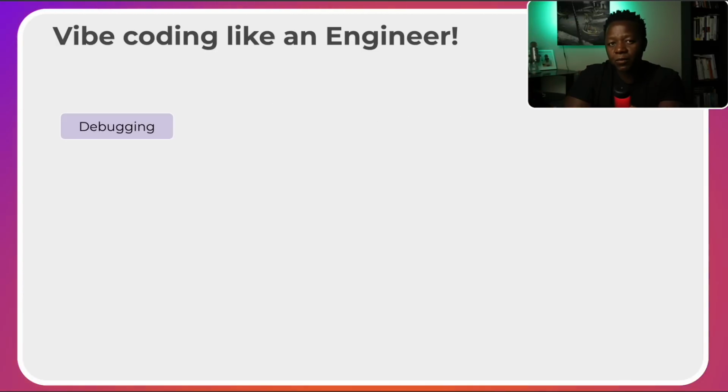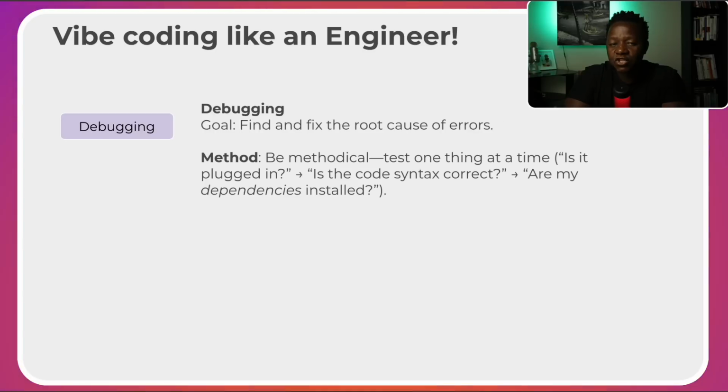So I skipped one, but we're going to go to debugging. The debugging part is very important because just like software engineers need to learn how to debug, which means they have to look for ways to fix errors that may happen in their code, you have to be masterful at this skill. So the method here is you need to be methodical, which means you have to test one thing at a time until you find the issue that needs to be fixed. A good example is: is the code syntax correct? That's a question you could ask the AI or ask yourself as you think through solving these problems.